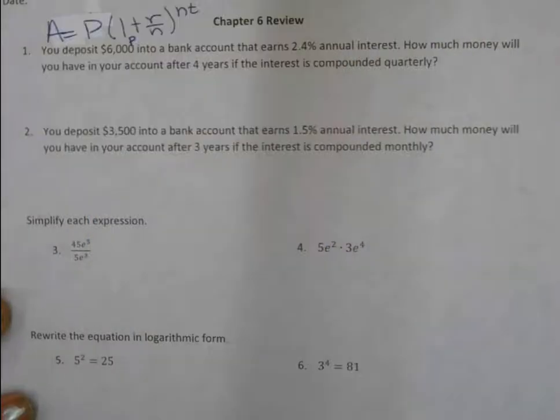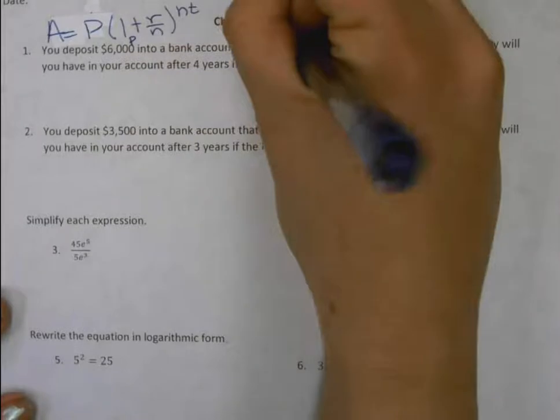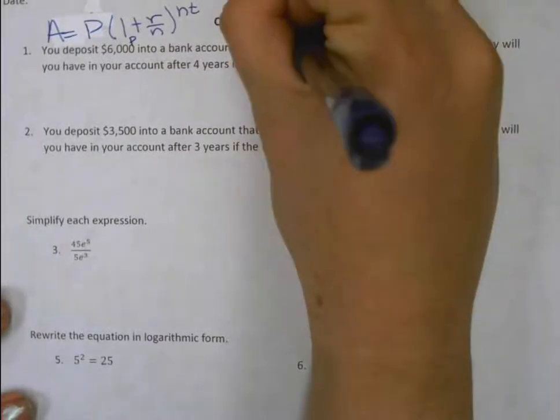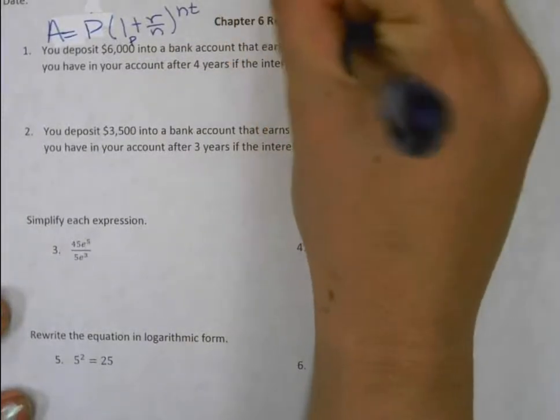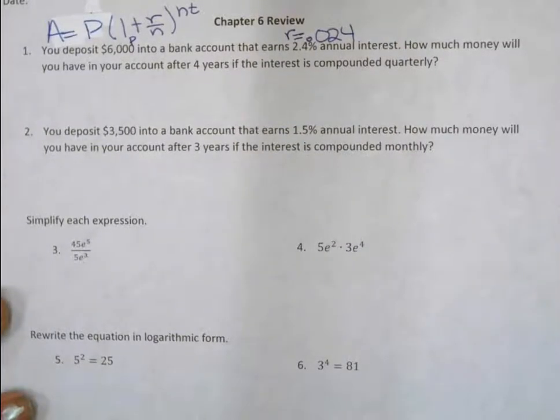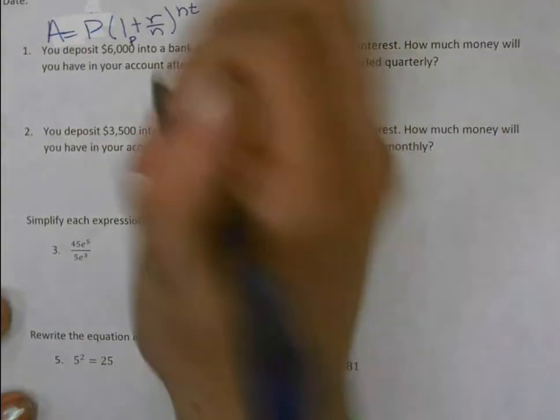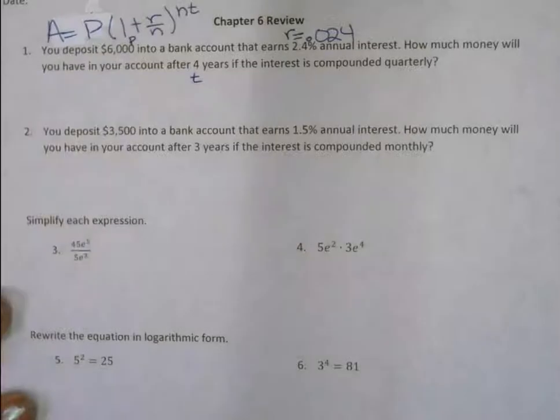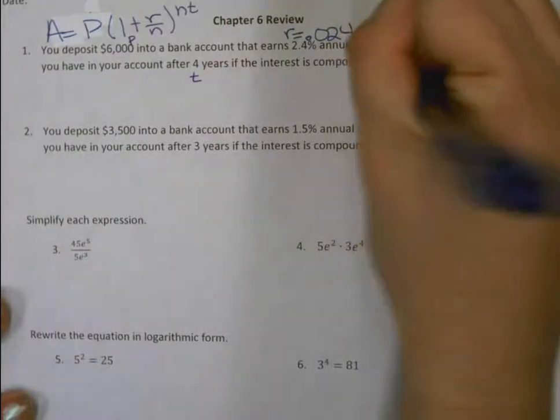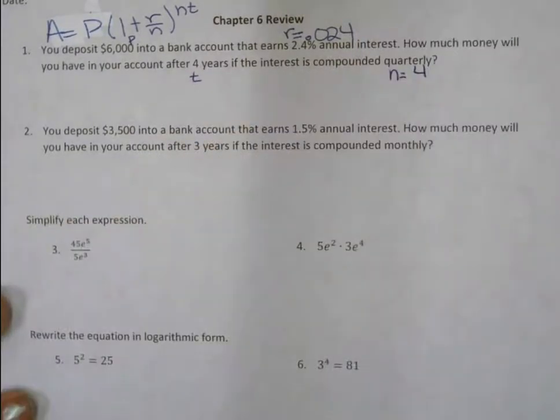The problem tells me I start off with $6,000, that's P. It earns 2.4% interest, so as a decimal, that's 0.024. It wants me to find how much money I have after 4 years, so my time is 4. And compounded quarterly, how many quarters are in a year? 4. So I'm going to plug in all those numbers.